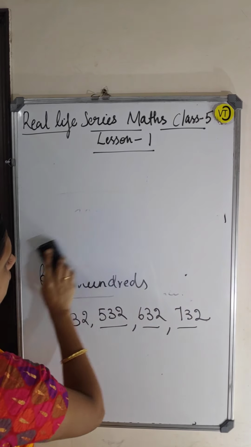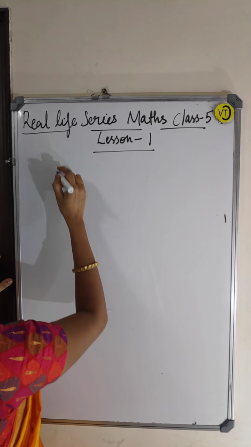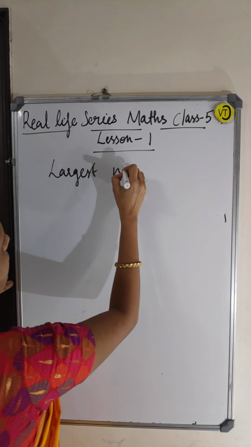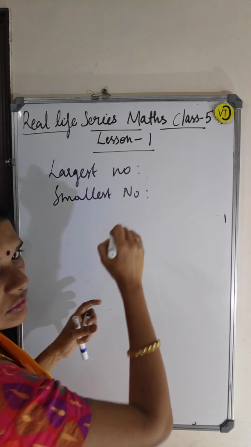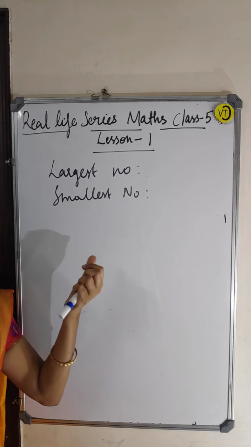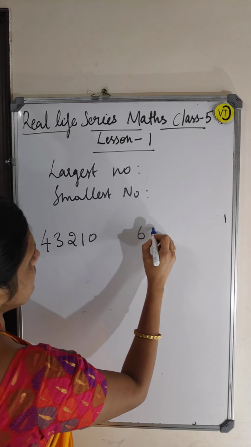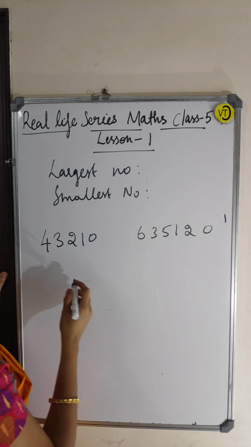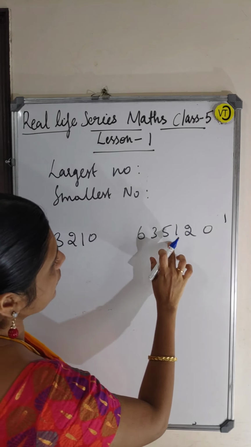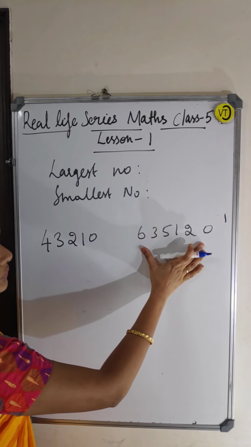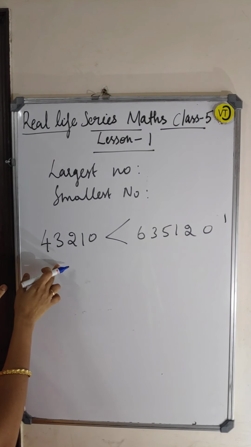The next thing is the largest number and the smallest number. How can you find the largest number and the smallest number? They will give you a set of numbers, and you have to write the smallest number. See, listen now. 43210, 635120. Which is the larger number? Count the digits here: 1, 2, 3, 4, 5. Here 1, 2, 3, 4, 5, 6. Obviously, this one is greater than this number. So this is the largest number. This is the smallest number.